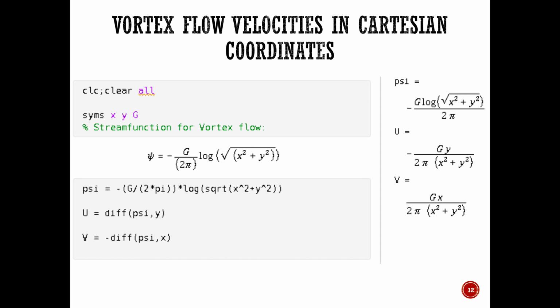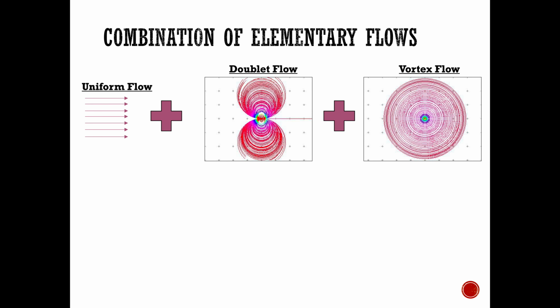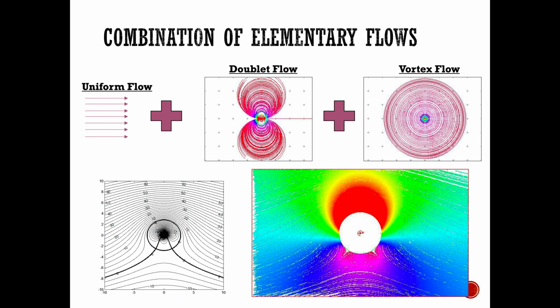Now comes the fun part where we actually combine uniform flow plus doublet flow plus vortex flow, right? When we combine all that, you probably can predict what you would expect to see, right? Yes, you actually get a flow over a rotating cylinder, right? Because uniform plus doublet flow gives you flow over a cylinder. Adding vortex flow adds the element of asymmetry in the flow field.